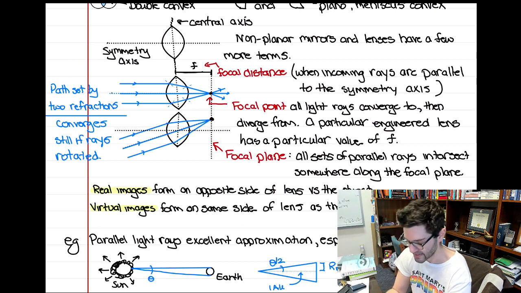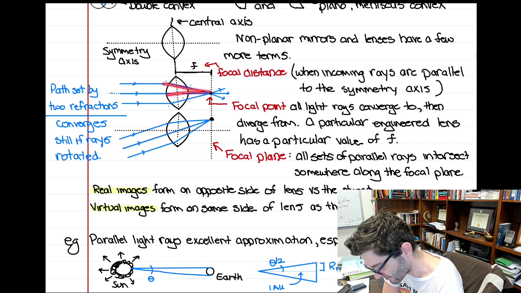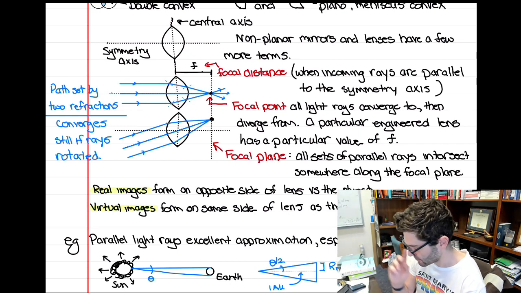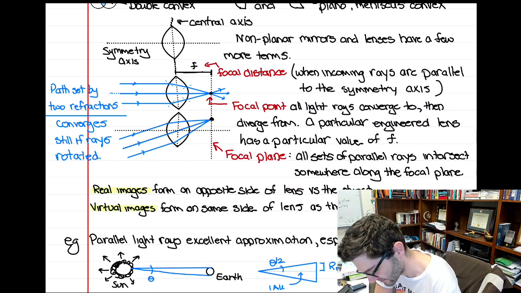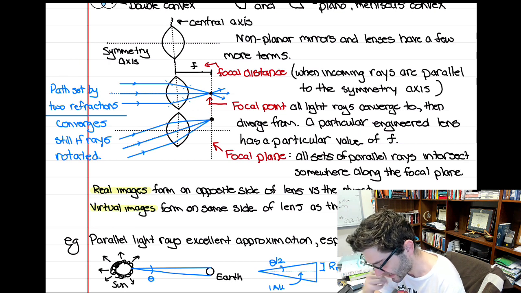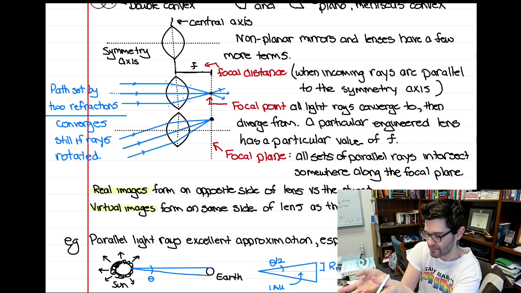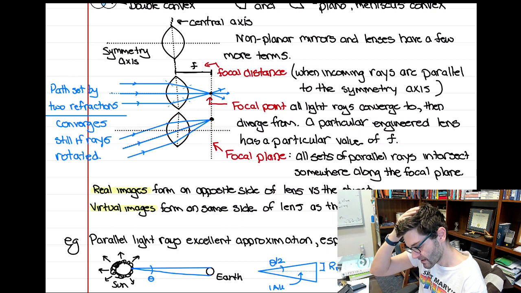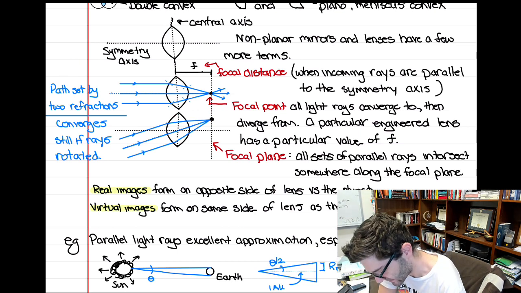And again, if this were a camera, light would come into your camera, then all the light would be converged to a point, which might be where the CCD or the Polaroid film captures that light and a real image forms. So real images will form on the opposite side of the lens, and they're real in the sense that light is converging to that point, or diverging from that point. So you can actually capture the photons on a piece of film.